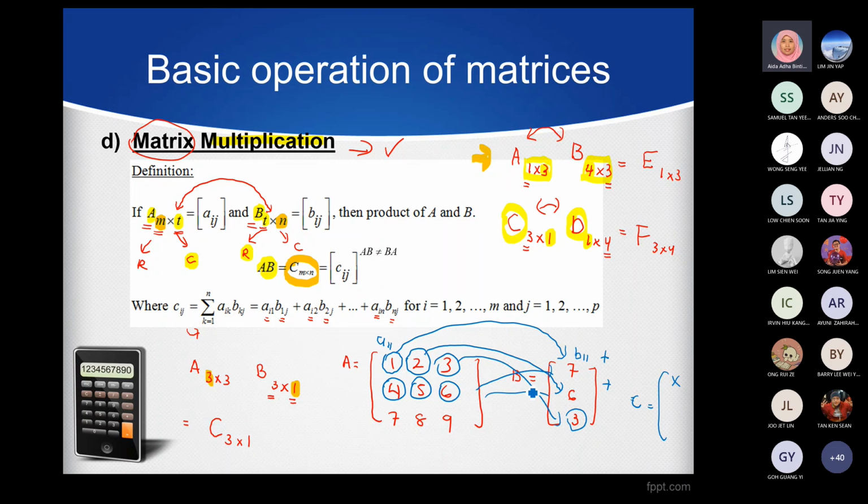For this column by column here, you will have this element and the row number 3. This is row by row for the matrix B, you will have this element. You can see this is the matrix C here, a 3 times 1. Okay, make sure you know.